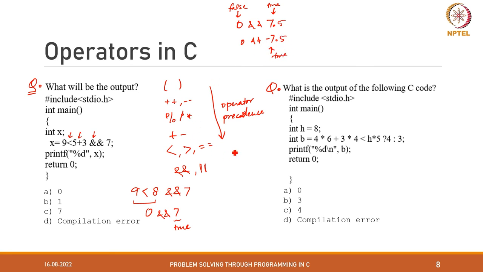Keeping that in mind, this is false, and we are doing a logical AND with something that is true. This will give us false, because logical AND gives a true value only when both expressions are true. If either of them is false, it gives false. Here we get false, which in terms of int, because we are saving it in an int, gives a value of 0. So the answer here will be 0. Is that clear?